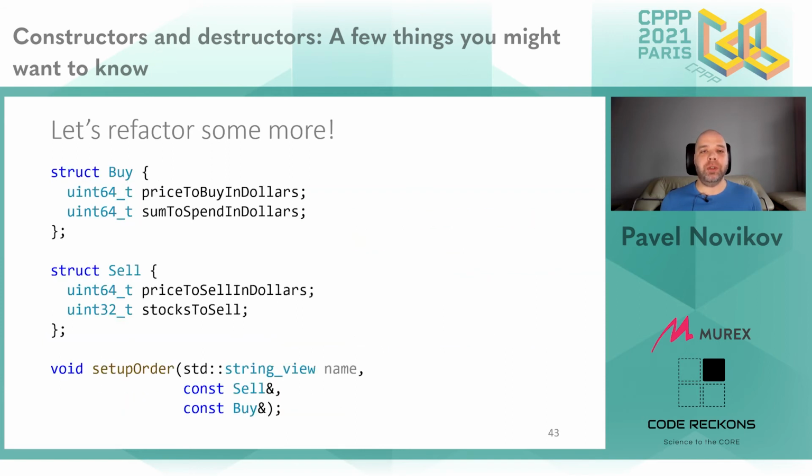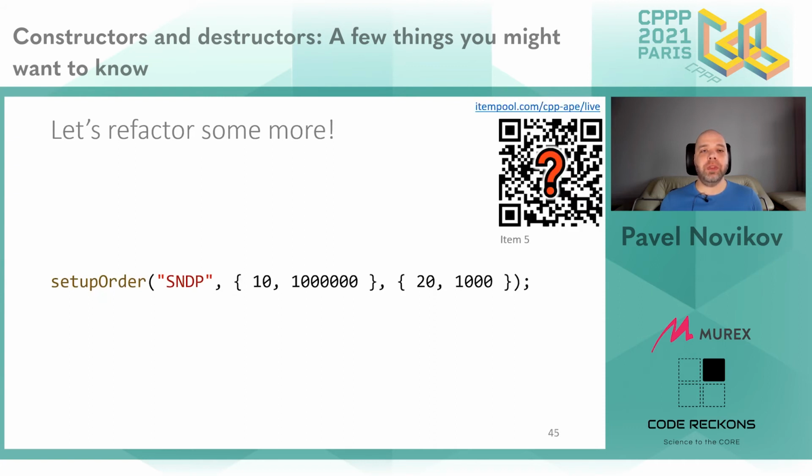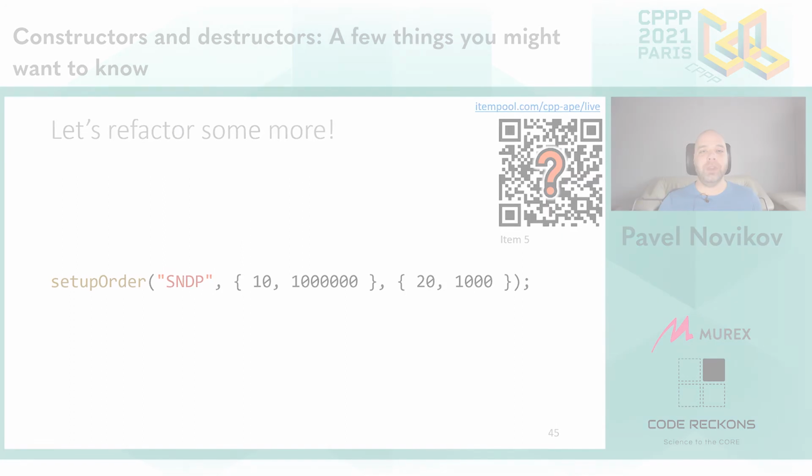Let's group the parameters for buying and for selling, and replace the raw parameters with our new types for groups. And it seems that all I need to do now is to add braces. And I think I did a good job refactoring this, and everything is fine now. And the question to the audience: is this actually good? What will happen to me for this change?